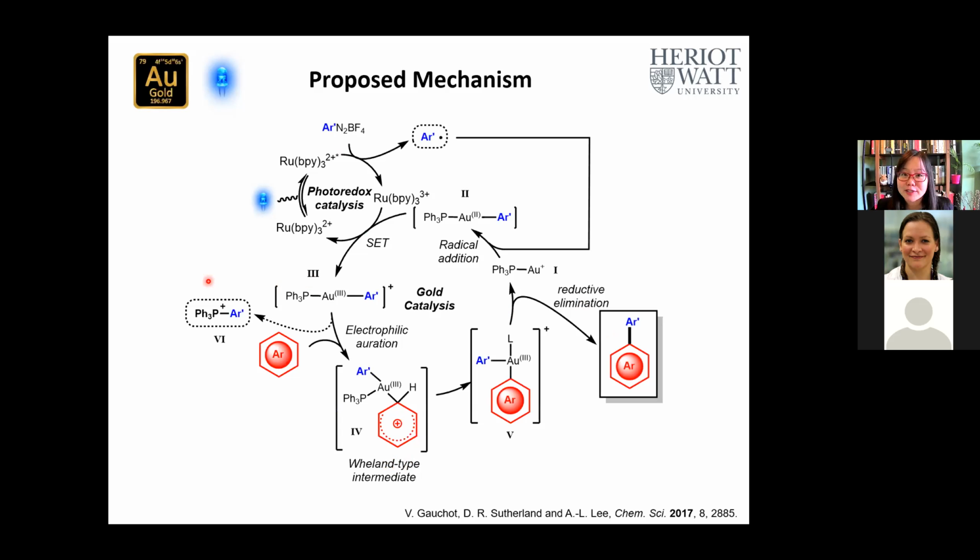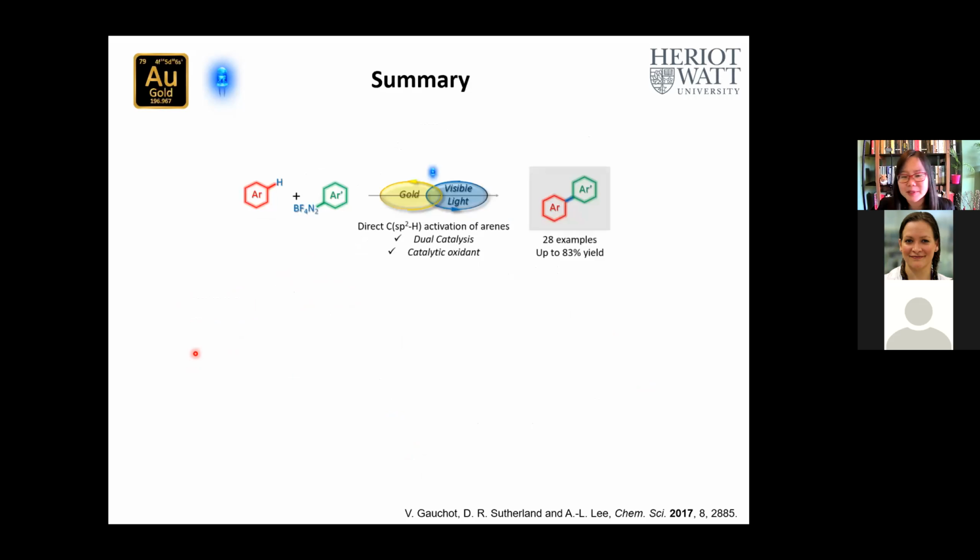We did stoichiometric studies and we saw evidence for this number 6 here, which comes from reductive elimination of this key species. And you only see that when you shine a light. So just to summarize, we were successful in this.